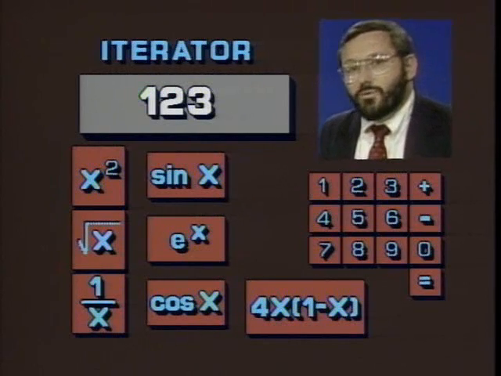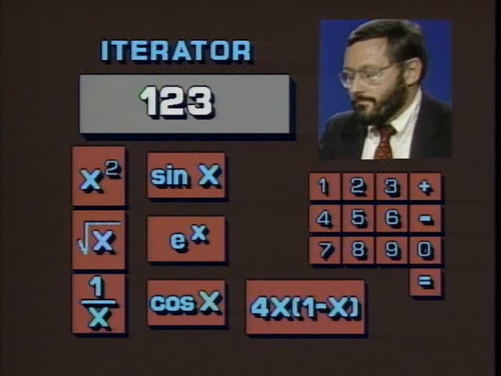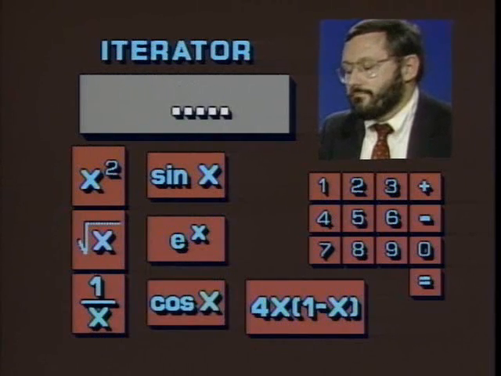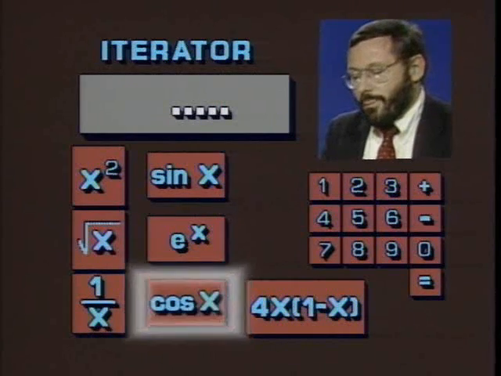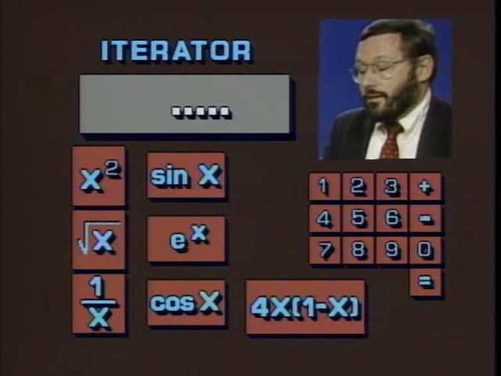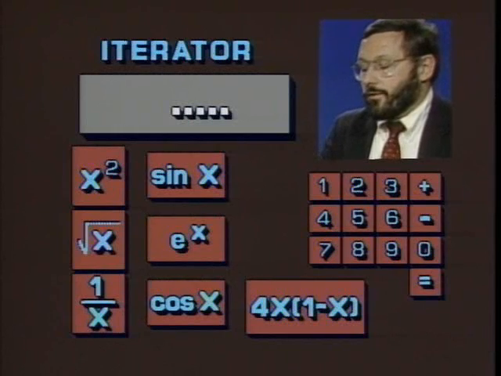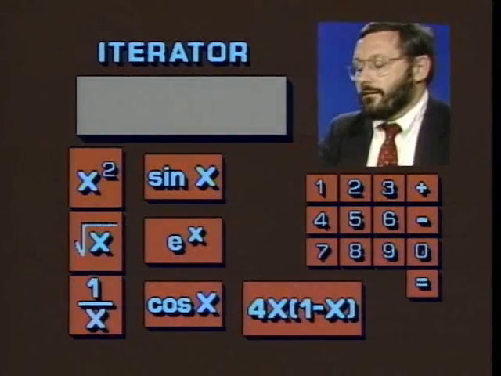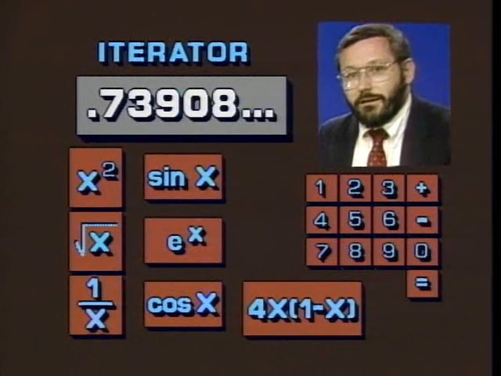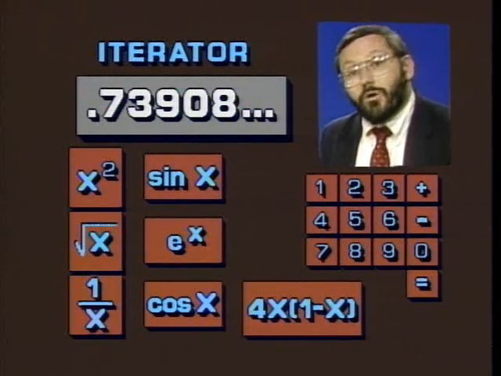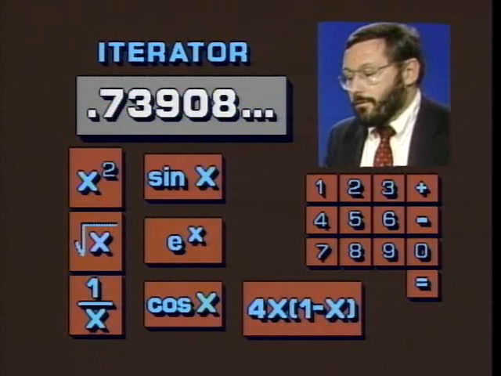And what do you think happens when you iterate the cosine function? Anyone know? What happens when you iterate cosine over and over again? Well, it turns out that no matter what number you start with, when you iterate cosine in radians, you always end up with the number 0.73908. Where'd that number come from? Now, we'll talk about that in a minute.